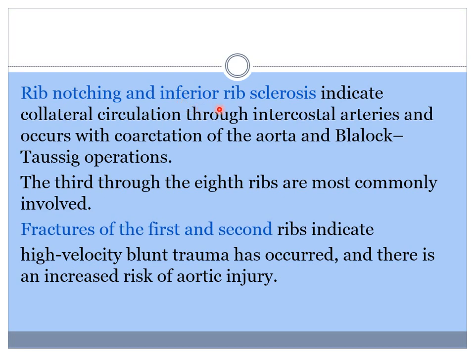Rib notching and inferior rib sclerosis indicate collateral circulation, as we can see in coarctation of the aorta, especially 3rd through 8th ribs. Fracture of first or second rib indicates high velocity blunt trauma.